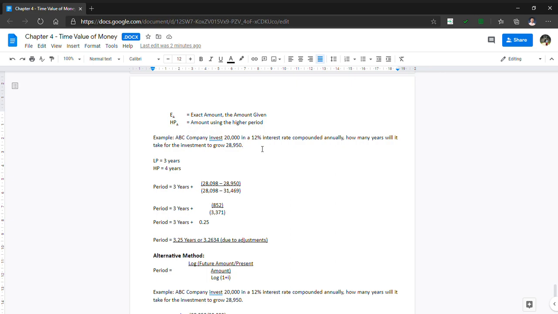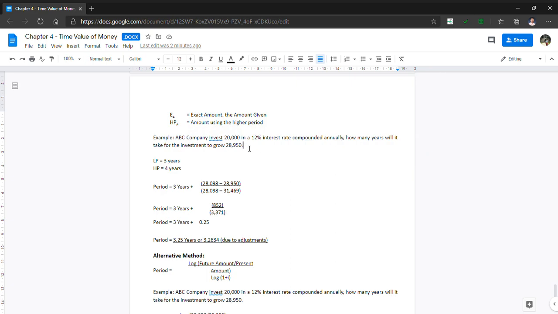Okay, so trial and error tayo. 1 year, 2 years, 3 years, yung ganun. So kung 2 years ang itatry natin, 2 years, right? So 1.12 raised to 2. Makukuha natin 1.2544 multiplied by 20,000. Makukuha natin is 25,088. So 25,088 is lower than 28,950. Okay, so ito pwedeng maging lower rate ang 2 years.